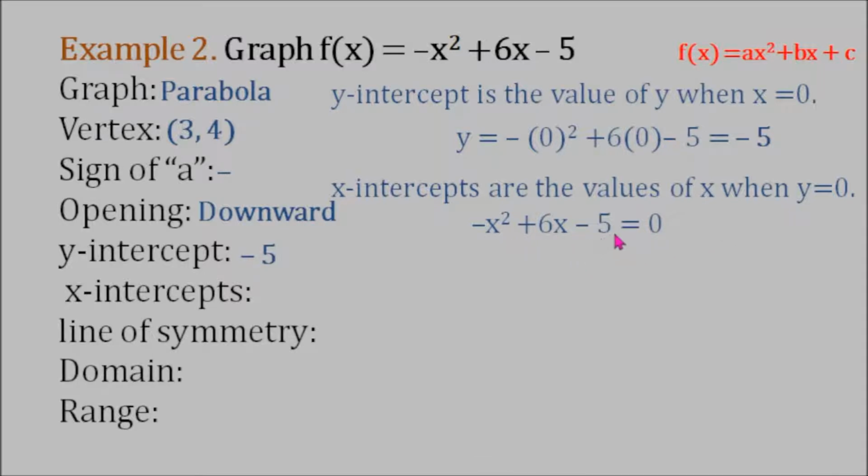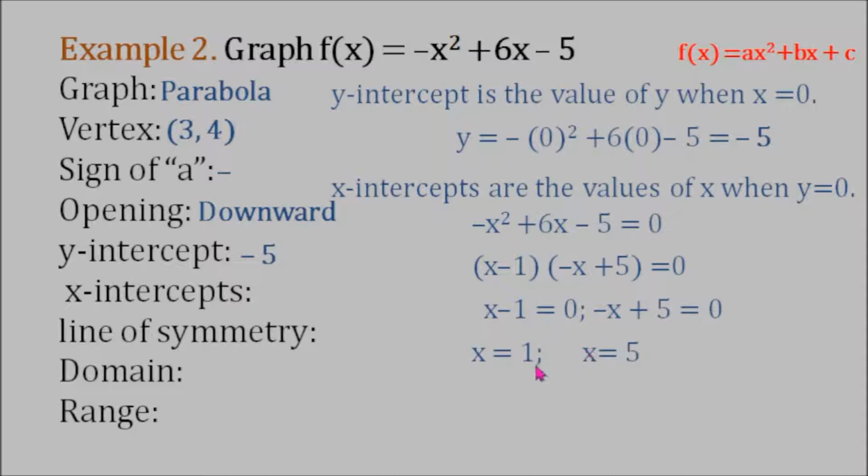So this quadratic trinomial is factorable, and the factors are the quantity x minus 1 times the quantity -x plus 5. Equating both factors to 0, we have x minus 1 equals 0 and -x plus 5 equals 0. And solving the first equation, we have x equals 1. And solving the second equation, we have x equals 5. So the x-intercepts are 1 and 5.